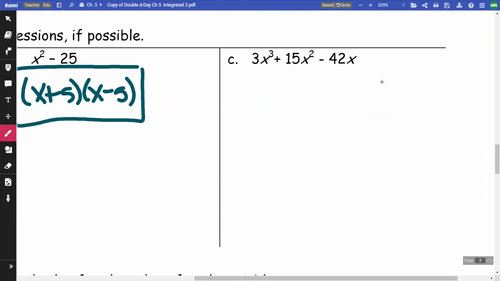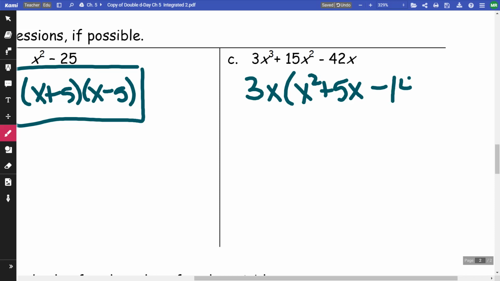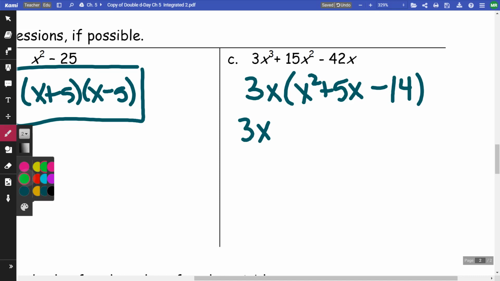On C, I can factor a 3 from everything and an x. And I'm going to get an x squared plus 5x minus, and I'm going to end up having 42 divided by 3, which is a -14 here. So this is 3x still.